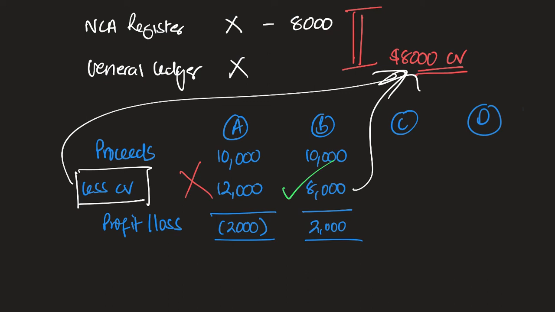Now, at this point, we don't need to worry about options C and D, but just for completeness, let's actually work it through. So you're being told in option C that carrying value is 10,000. Already, we know that that is incorrect. And we're told in option D, carrying value is 10,000. So again, option C and D cannot be correct. So option B is our correct answer.